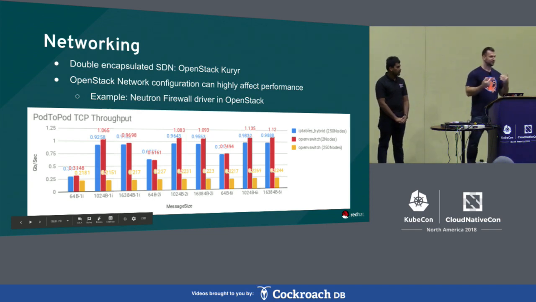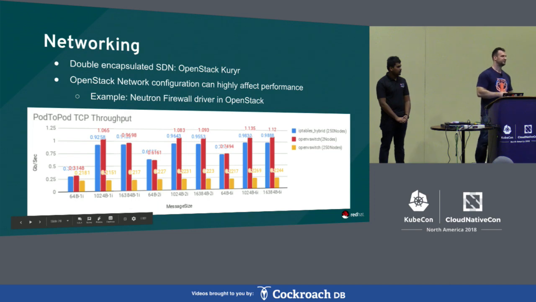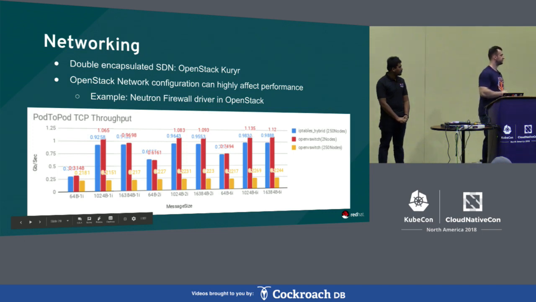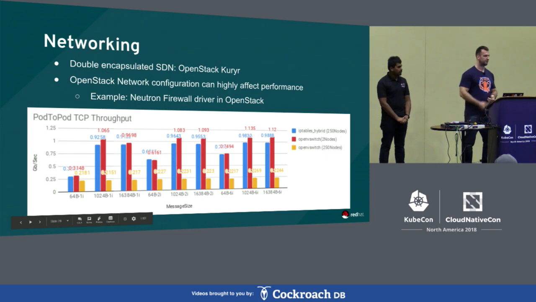The way we are working to get around the double encapsulation is a new product in OpenStack called Courier, which leverages the network abstraction of OpenStack Neutron to isolate the networks of the Kubernetes cluster. In this example, we have the default iptables hybrid Neutron firewall driver compared to the newer Open vSwitch firewall driver. At small node sizes, Open vSwitch produces better TCP throughput performance, but quickly falls off when the cluster gets larger.